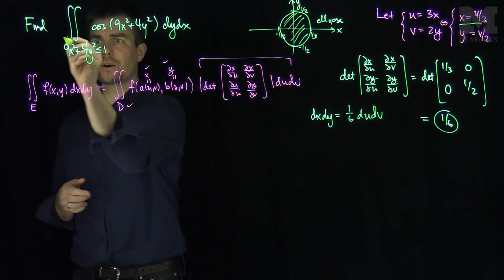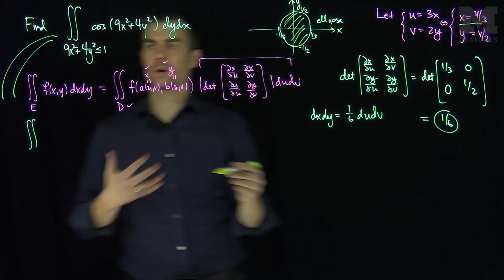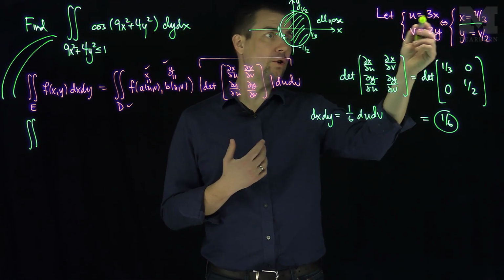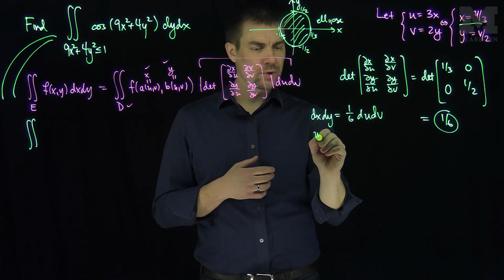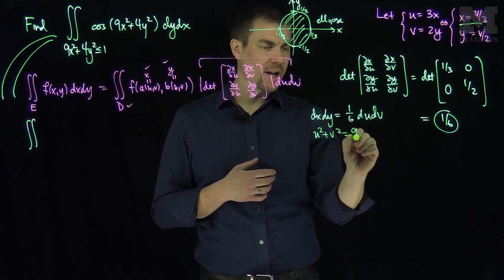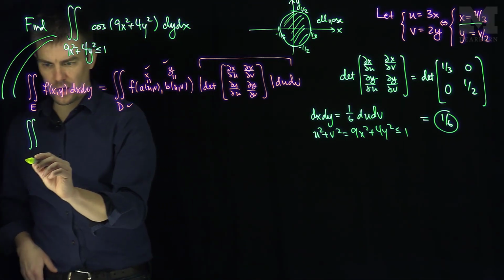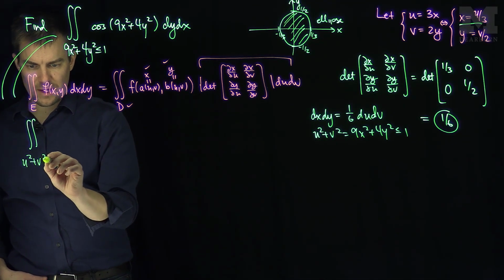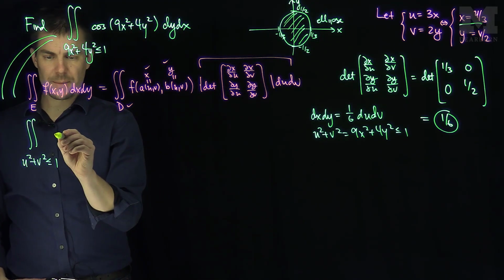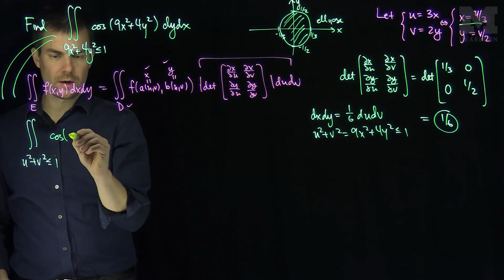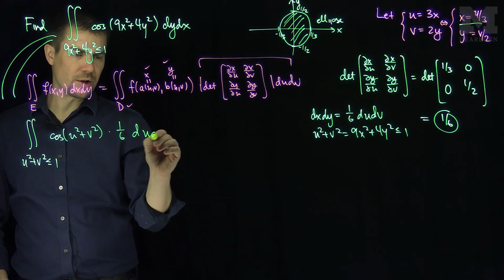So let's do our change of variable. Our integral will be equal to, what's my region of integration? Well, if 9x squared plus 4y squared is less than or equal to 1, what does that tell me about u and v? Well, u squared is 9x squared, v squared is 4y squared, so u squared plus v squared is equal to 9x squared plus 4y squared. So u squared plus v squared is less than or equal to 1 in our new limits of integration. So my region turns from an ellipse into a circular region. I'm going to have the cosine of u squared plus v squared, then a 1/6 du dv.